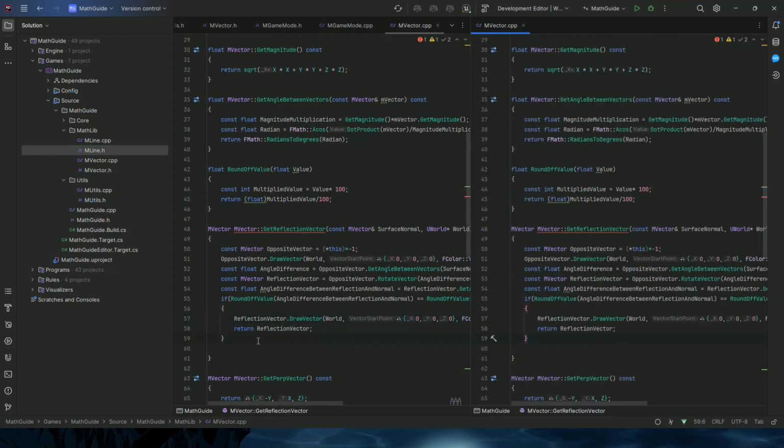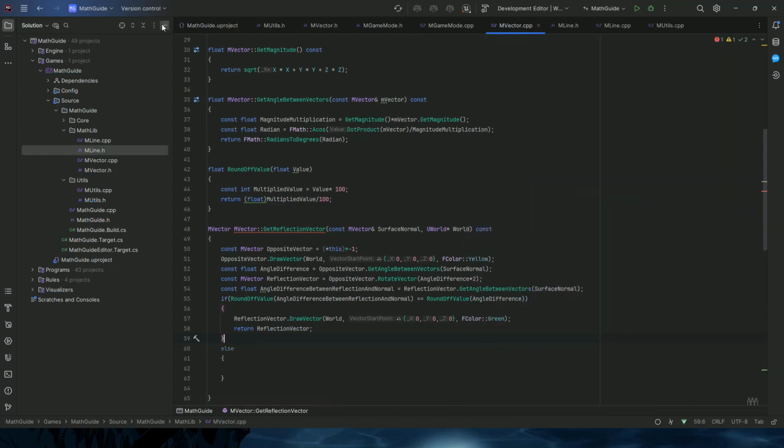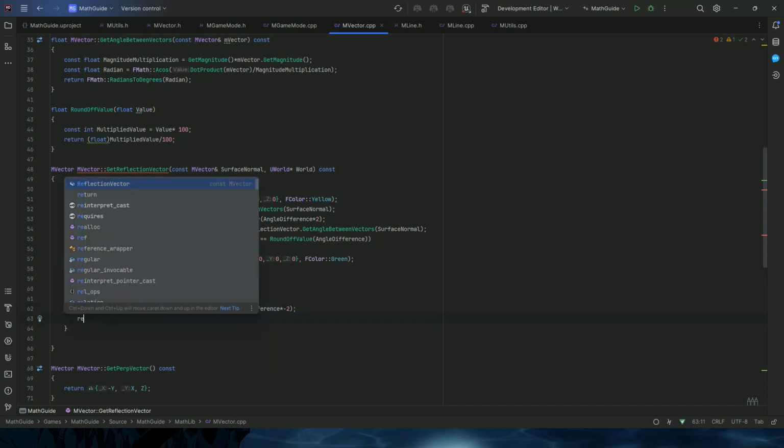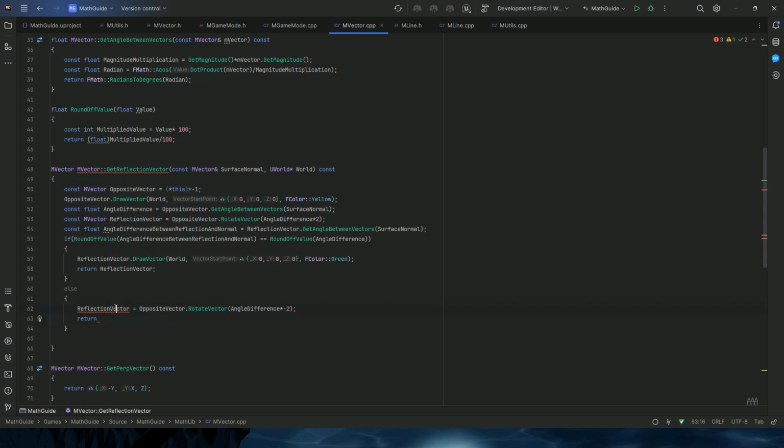Else, give me a second, let me close. If it is not like that, then we will rotate it in the opposite direction. We have already defined this, so we don't need it. In the -2, and we will return the vector. And it will not be constant anymore because we are changing it. And we will draw it here.